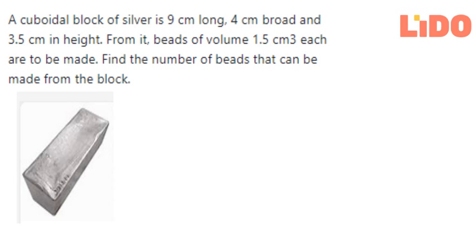A cuboidal block of silver is 9 centimeters long, 4 centimeters broad and 3.5 centimeters in height. From it, beads of volume 1.5 centimeter cube each are to be made. Find the number of beads that can be made from the block.